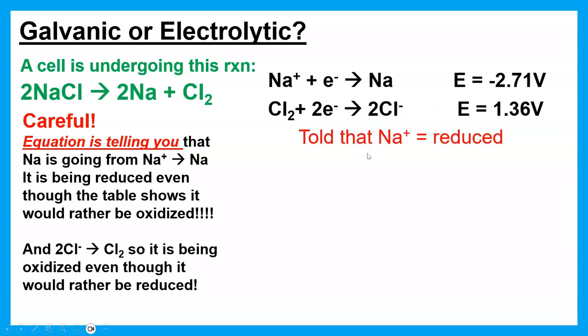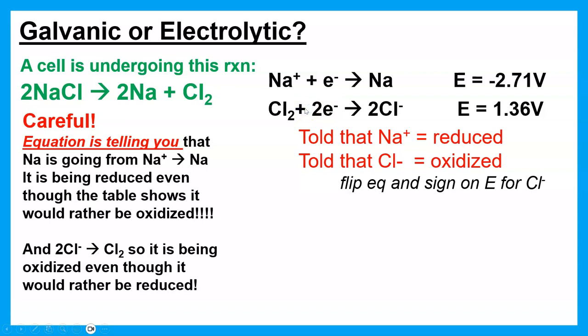Do not argue with the reaction that they give you. If they tell you this is what's happening and it goes against what you would predict, that means it's electrolytic, isn't it? So what I'm going to do is flip this equation so that I get things going the right direction to match my cell reaction. And I'm going to flip the sign on my cell potential as well.